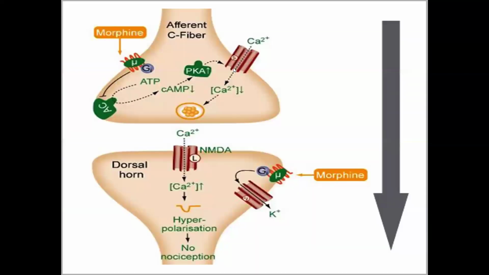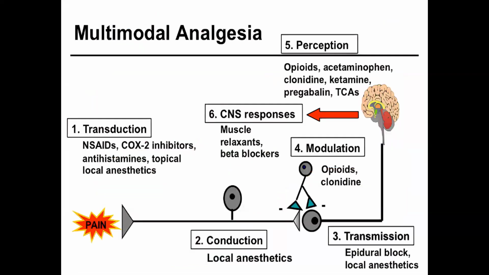Again, morphine inhibits the influx of calcium in the presynaptic area, and this inhibits the release of the neurotransmitters from the presynaptic junction here, while it actually enhances the potassium efflux, hyperpolarizing the postsynaptic membrane here. Okay, opioids work in the multimodal model here by two ways.